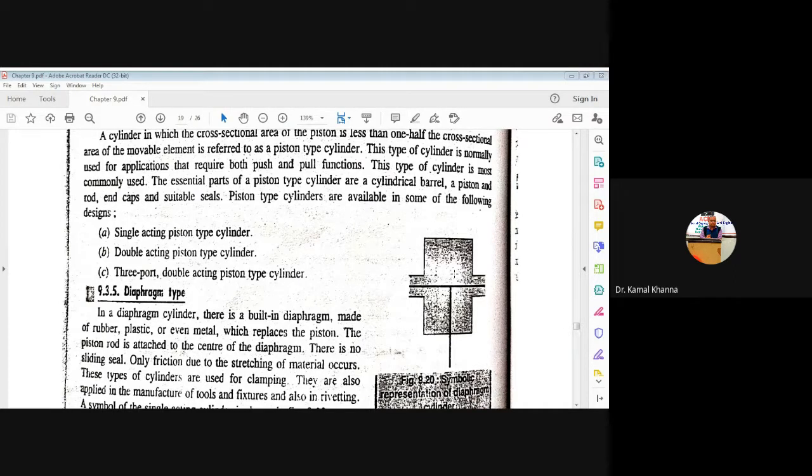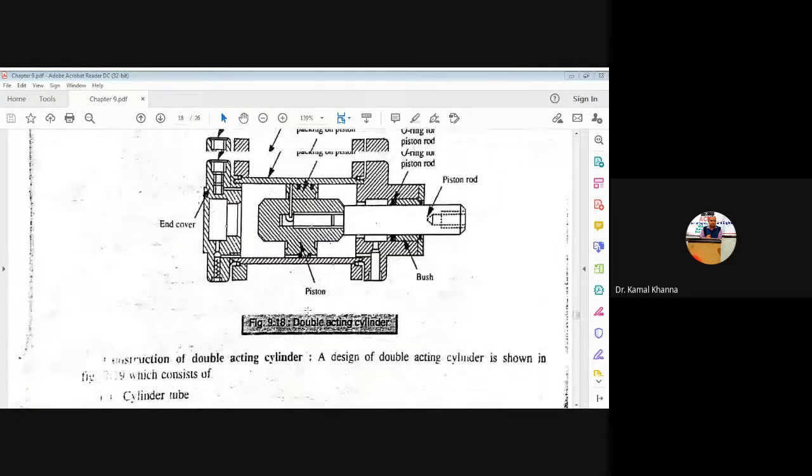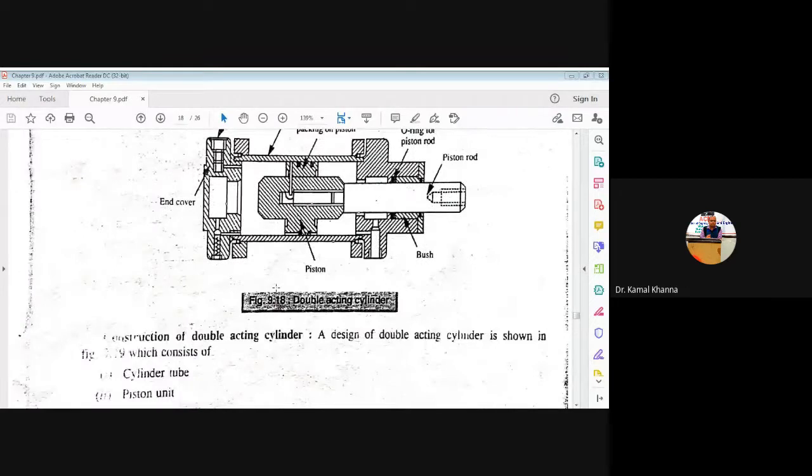So this type of cylinder is most commonly used where the piston is moving inside the cylinder. This is also an example of the single acting piston cylinder or the double acting piston cylinder. In the double acting piston cylinder, we get two strokes with a single stroke of the piston, whereas in the single acting cylinder, we get a single delivery stroke with the single stroke of the piston.